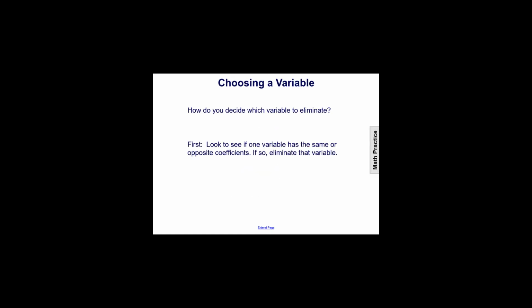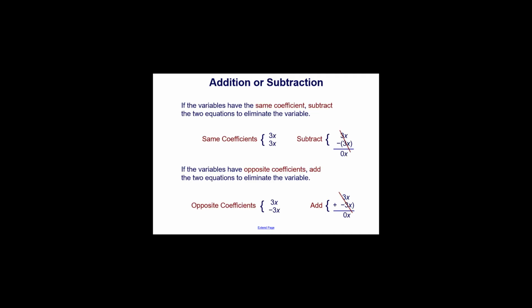So when you have a system and you're asking how do you decide which variable to eliminate, you first look to see if one variable has the same or opposite coefficients because you can create those additive inverses. So if so, you want to eliminate that variable. So let's look at what that would look like. If the variables have the same coefficient, you would subtract the two equations to eliminate the variable. So let's say the same coefficient, we had 3 and 3, so 3x and 3x would be the expressions. And we're subtracting because if we have 3x minus 3x, it becomes 0x.